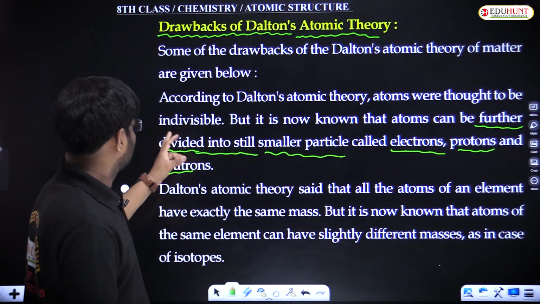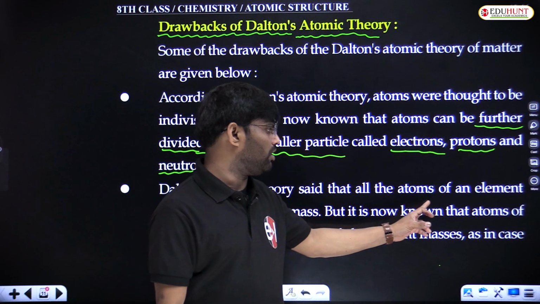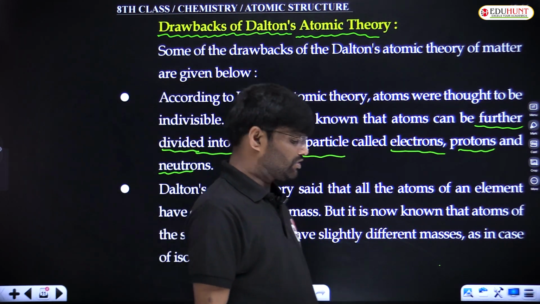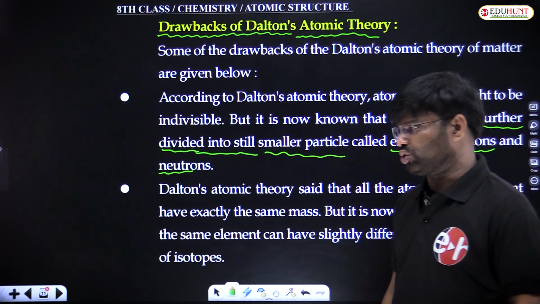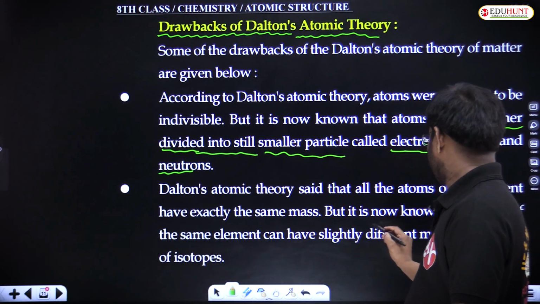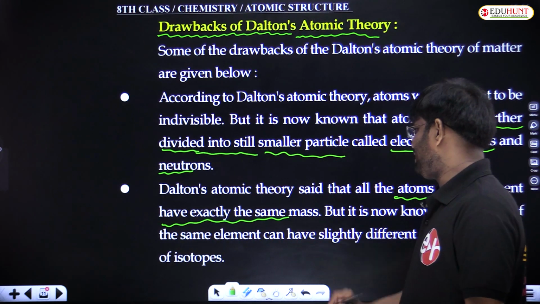So that is the first drawback. Second one: Dalton's atomic theory is said to be that all the atoms of the element have exactly the same mass. Suppose I take the isotopes. So according to this point, atoms of the element have exactly the same mass.